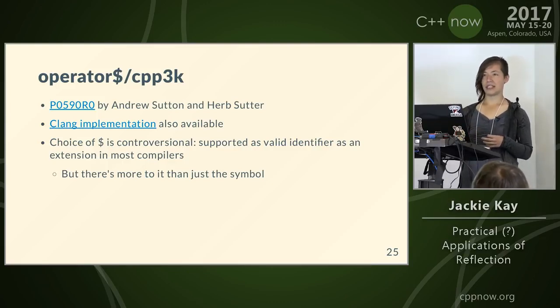So it was released after the original reflexpr paper by Andrew Sutton and Herb Sutter. They also have a reference implementation in Clang. The $ sign is a little bit controversial because compilers disagree about whether or not that's a valid identifier. But for me, that's just a bike shed issue. I don't care about that much. I care more about what the power of the API is.